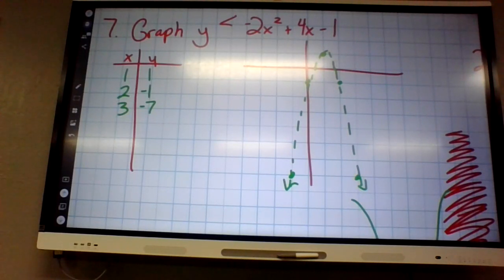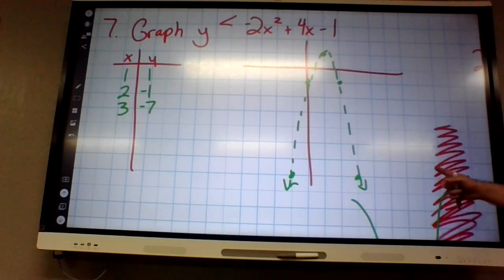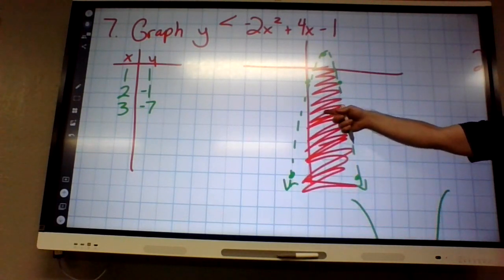Okay, and we should shade where? Above. Below. Below. Yeah, that's what the Christmas tree is for.